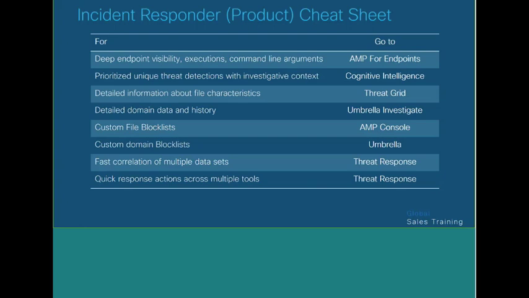If you need to be able to prioritize unique threat detections with some investigative context, you need Cognitive. If you need detailed, deep information about file characteristics, about what a piece of malware actually would have done on a target, you need ThreatGrid. For detailed domain data and history, Umbrella Investigate. To make custom file block lists, AMP. To make custom domain block lists, Umbrella. And for fast correlation of multiple data sets and quick response actions across multiple tools, your customer needs Threat Response.